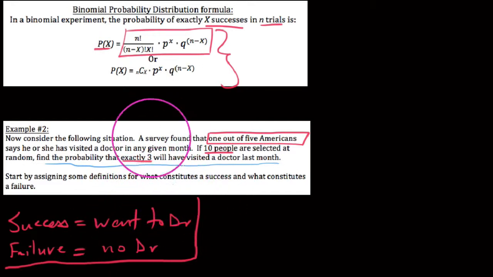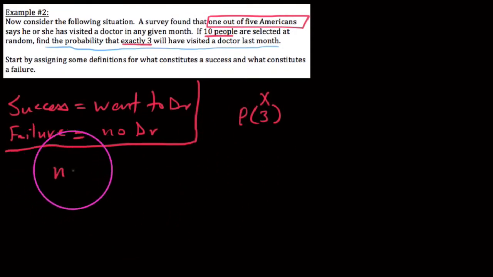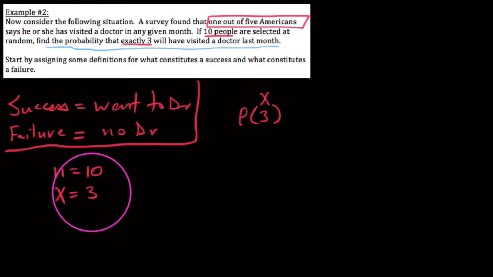Furthermore, in this experiment, what probability are we trying to find? Well, the probability that exactly 3 will have visited the doctor in the last month. So in other words, the probability of getting x successes, or the probability of getting 3 who went to the doctor, where this is our x. So here's what we know about this experiment. How many trials are there? Well, 10 people are selected at random. We're going to have that represent the size of our sample, or at least the number of trials we're running, each person. And then the number of successes we have here is 3.